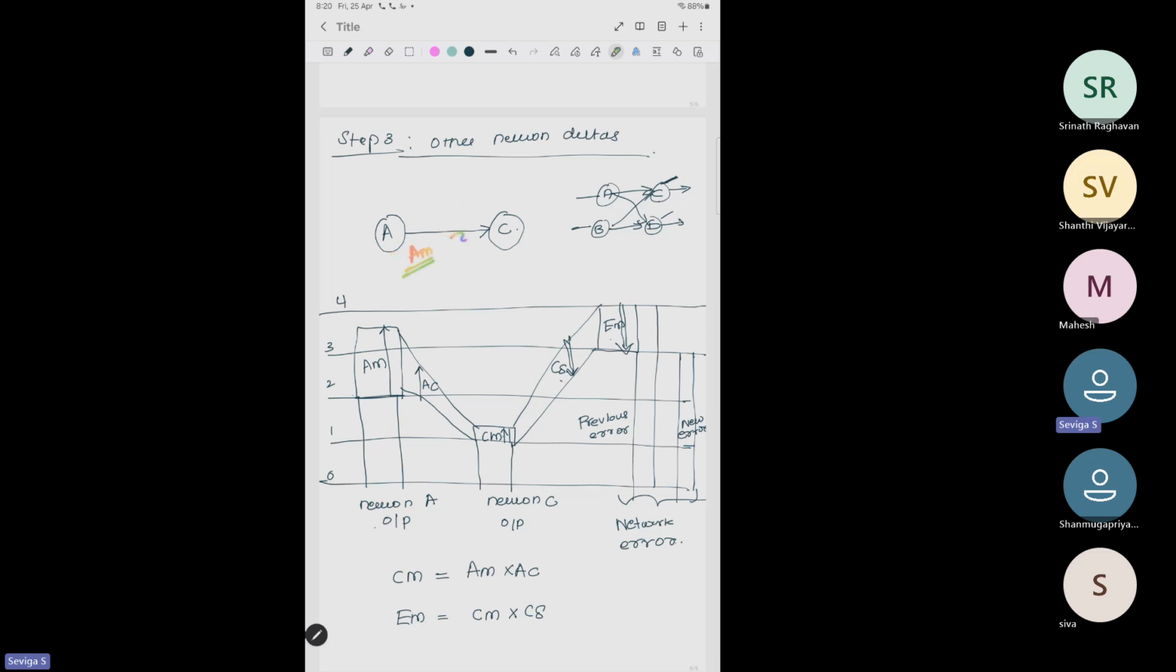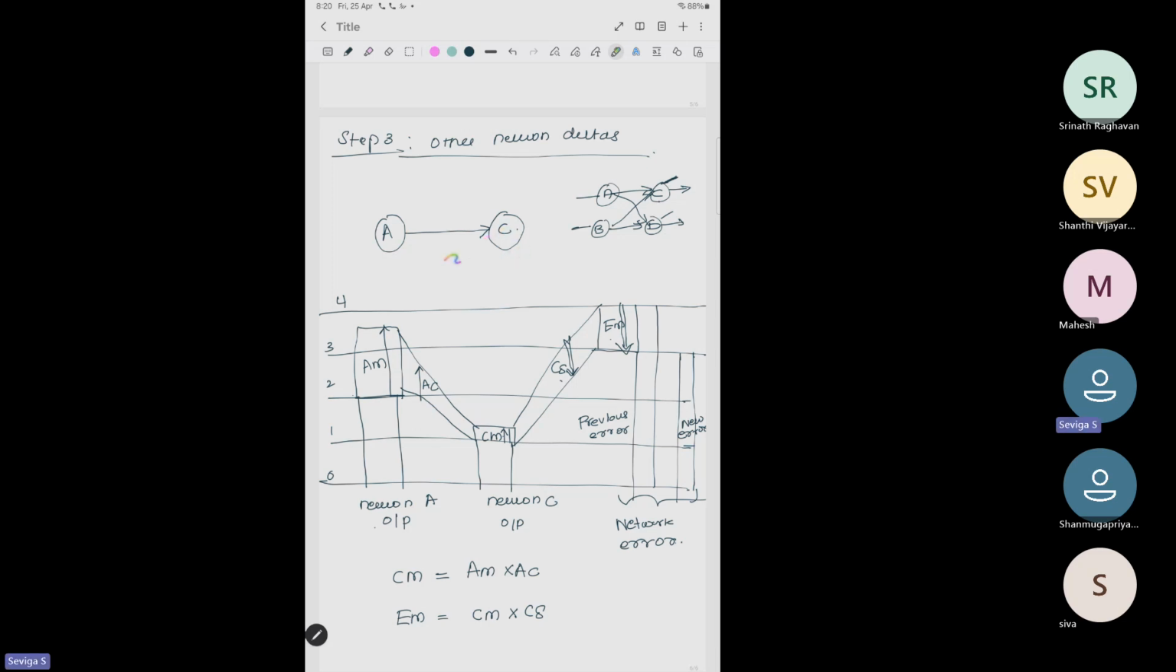The change in the outcome multiplied by AC will give you the change in the outcome by CM. So how am I saying why AM into AC? Previously you had this outcome, C naught, A naught. So A naught is the outcome here. AC is present here. So A naught into AC will give you the C naught which is coming here.